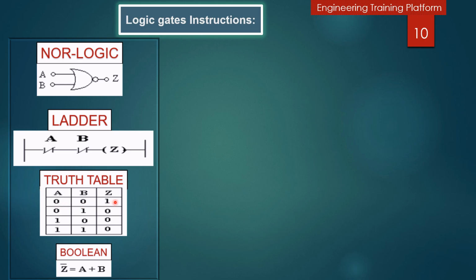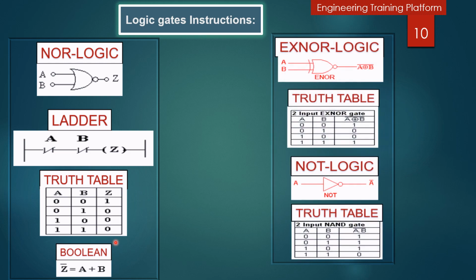here it will be changed. And for the remaining 3 conditions, in the OR gate the output will be 1, but here in the NOR logic it will be 0. You can see here the Boolean equation with the inverter on the output. And you can see here the exclusive NOR logic with the symbol and truth table.